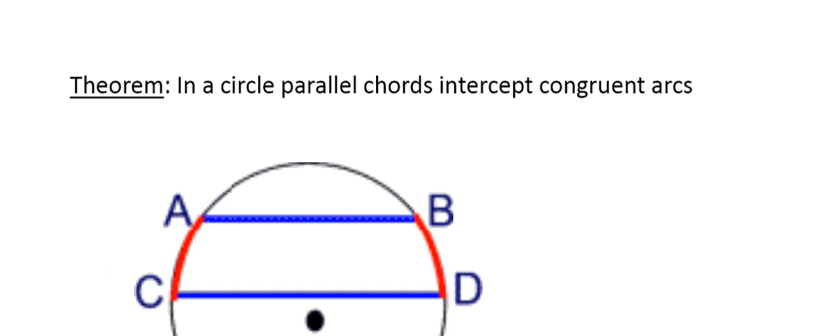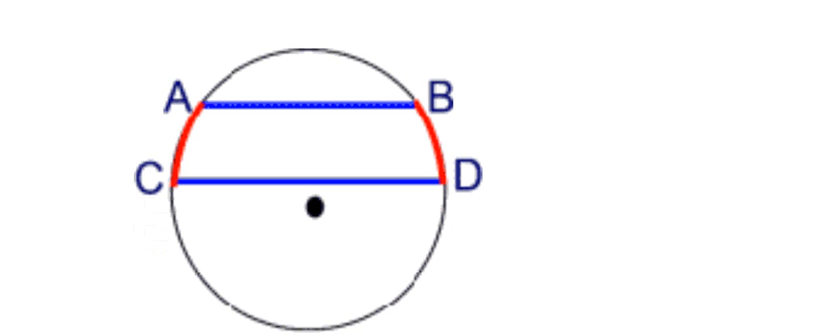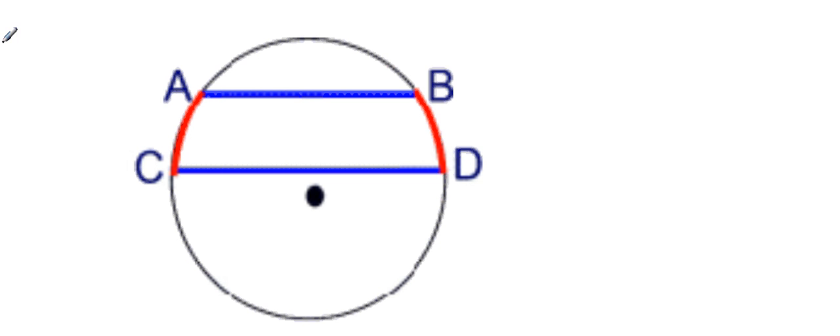The next one is one of my favorites because it just seems to be very intuitive and it just feels like it works like it ought to. It says anytime you have chords that are parallel to each other, they're going to intercept congruent arcs. So what this is saying is that if these 2 chords, AB and CD, are parallel to each other, then it must follow that arc AC and arc BD are also the same.